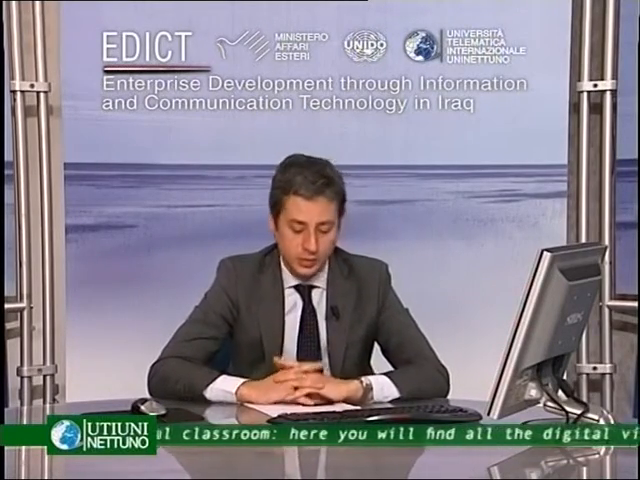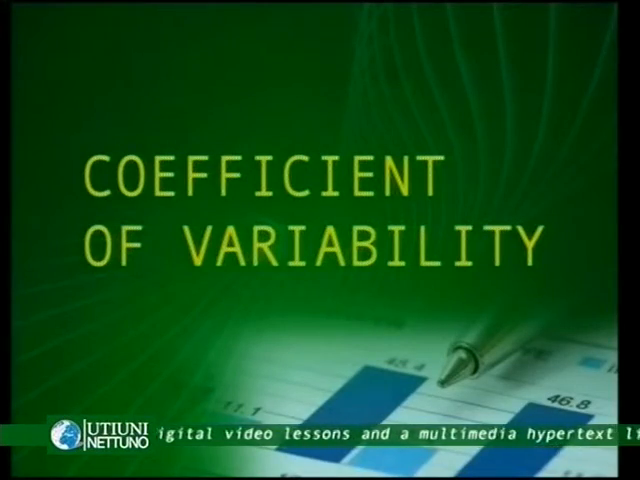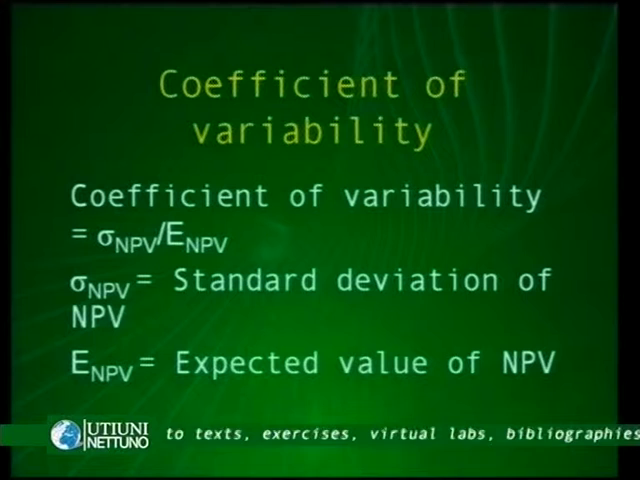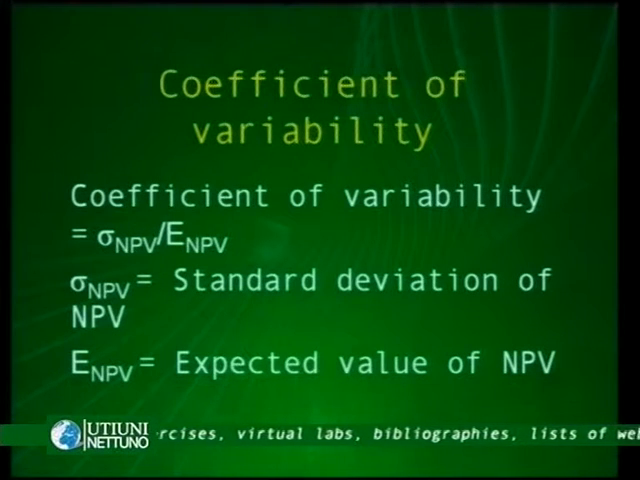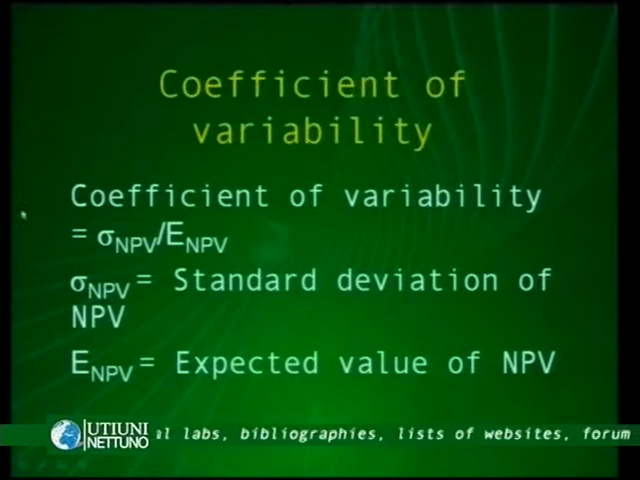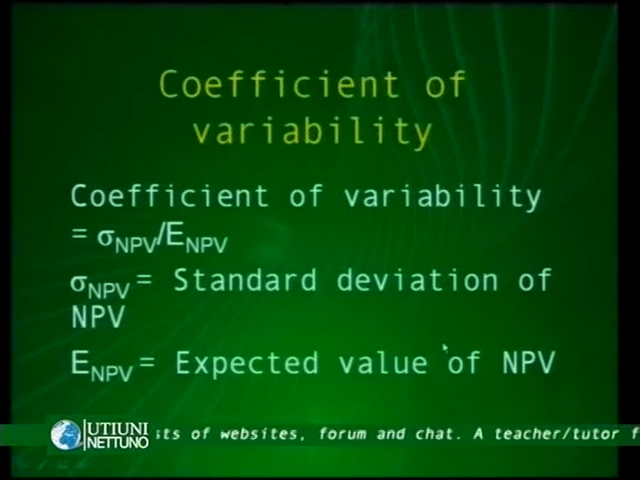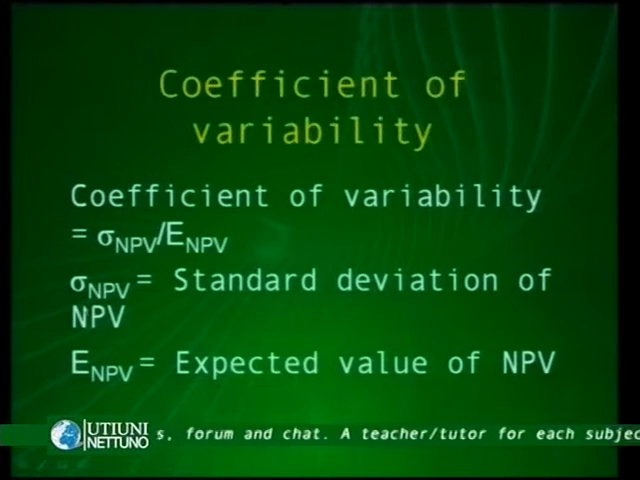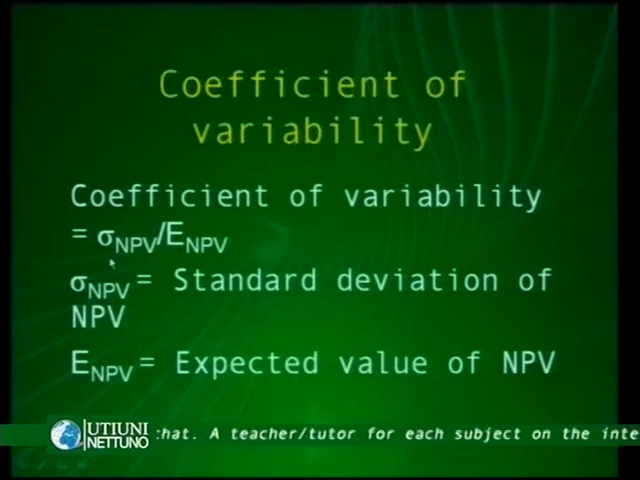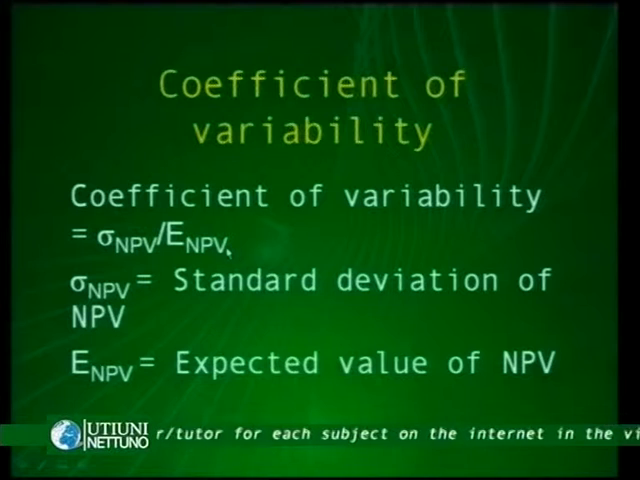A third parameter we can consider in the risk analysis of a project is the coefficient of variability. As we said in the previous class, the coefficient of variability in reality is a measure that is very similar to the standard deviation. The only difference is that in the calculation of the coefficient of variability, we start from the standard deviation of the NPV, but we divide that by the expected value of the NPV. So in the end, the coefficient of variability is equal to the ratio between the standard deviation of the NPV and the expected value of the NPV.